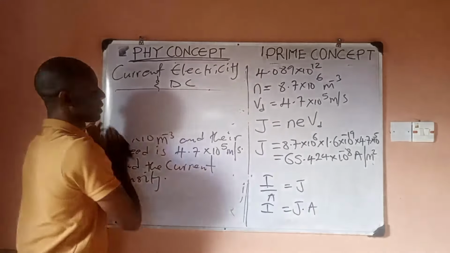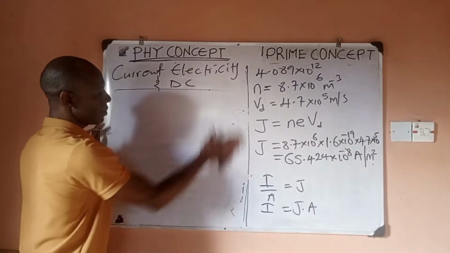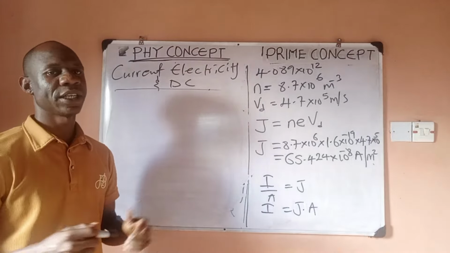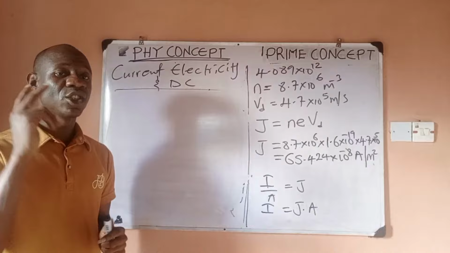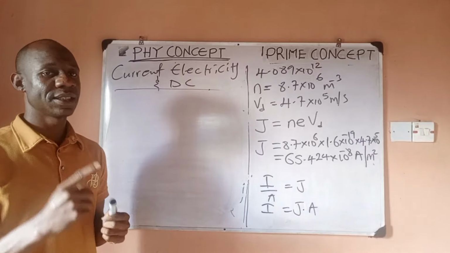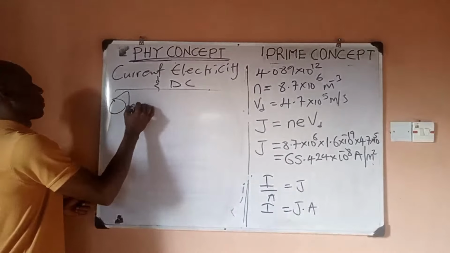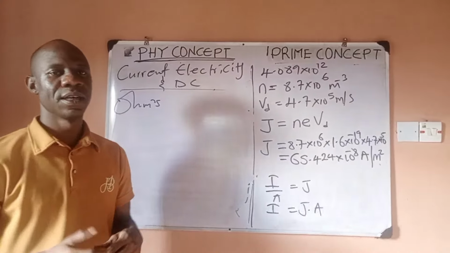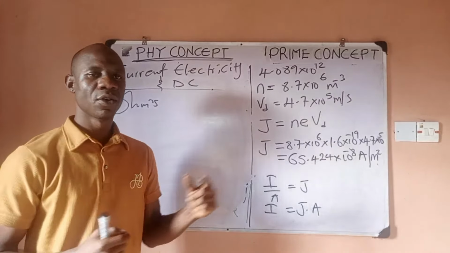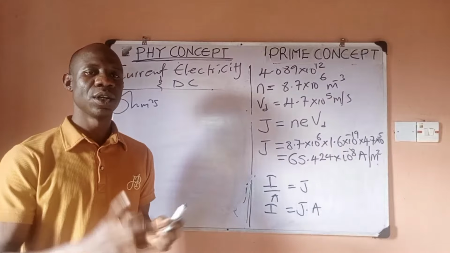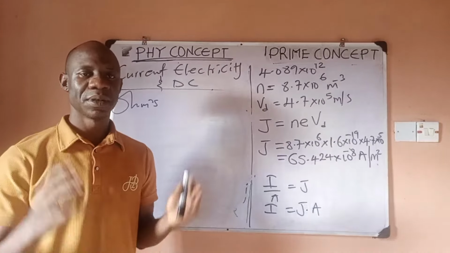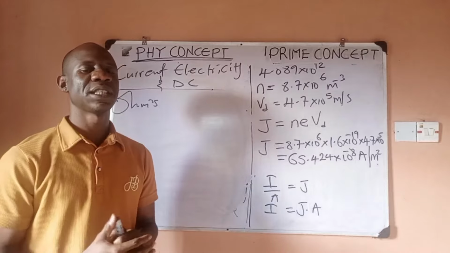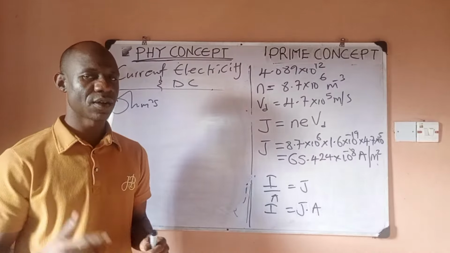So let's look at DC. Remember we said that direct current is current that flows in only one direction, right? That's direct current. And the major law that governs direct current is Ohm's law. And according to Ohm's law, if I should state it, Ohm's law says that the current flowing through a metallic conductor is proportional to the potential difference across its ends, provided that temperature and other physical constraints are kept constant.